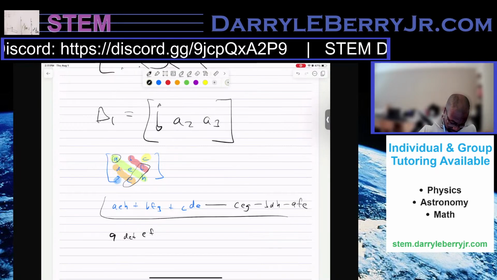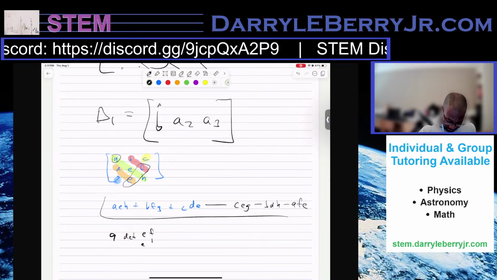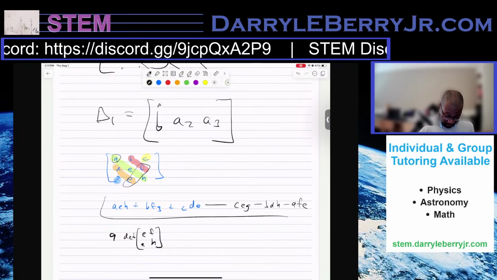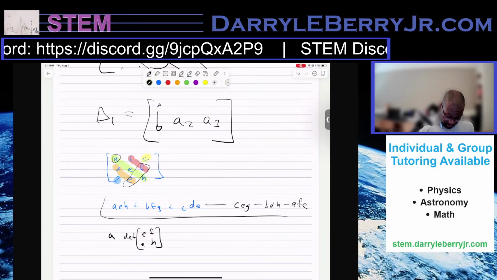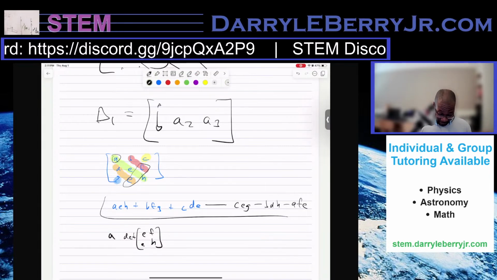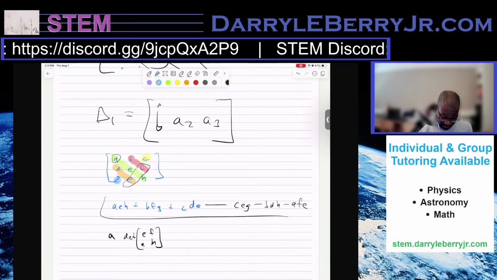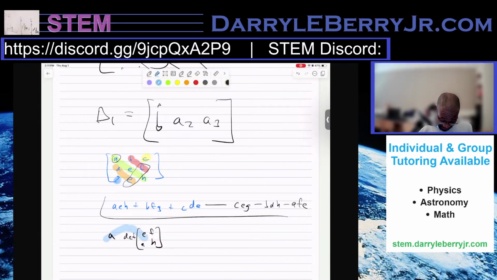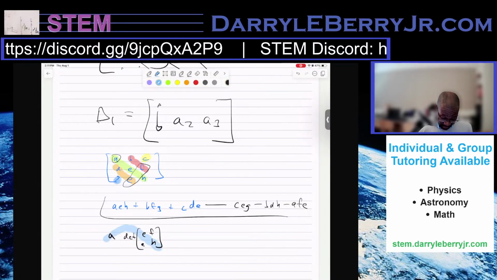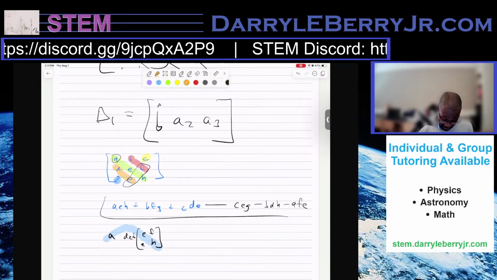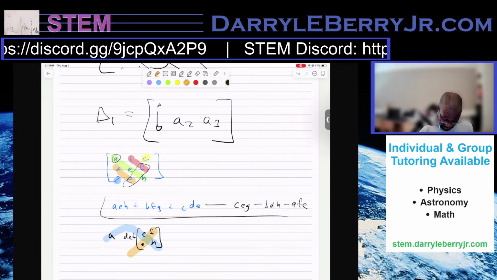Well, it doesn't really matter. I might have just mixed up my letters, but it'll be like that. Like it'll be A times the determinant of that. If you multiply it out, you can actually see how this is, when I do the first one, A times EH, right? And then if I do it the other way, it's minus A times EF.